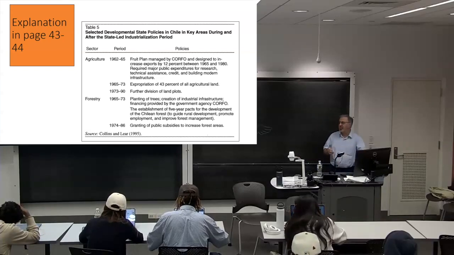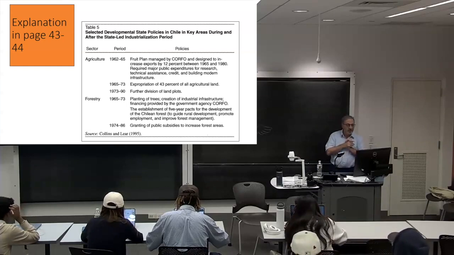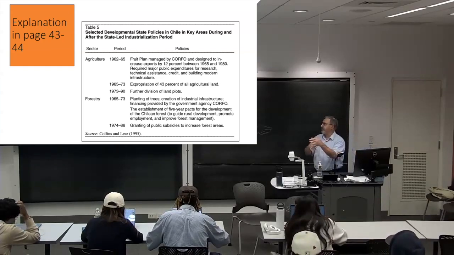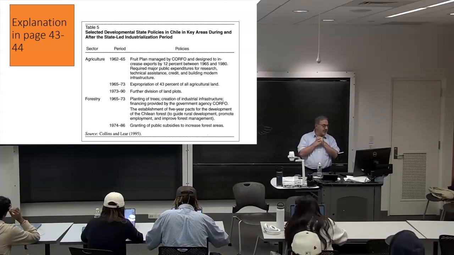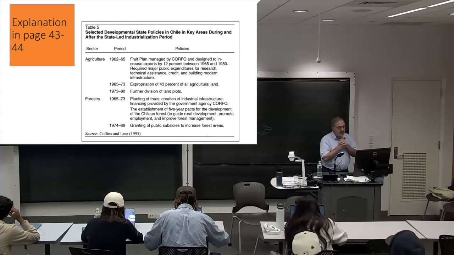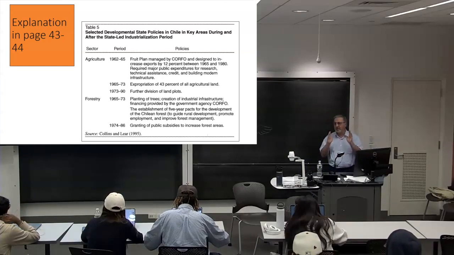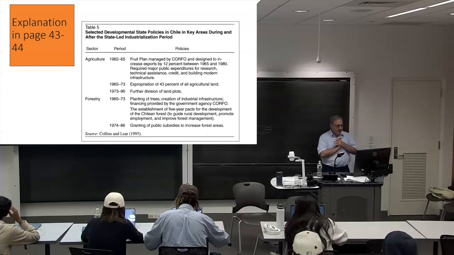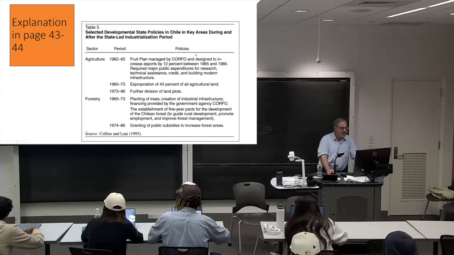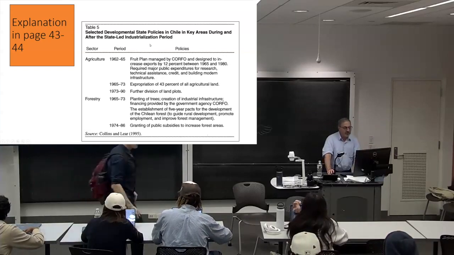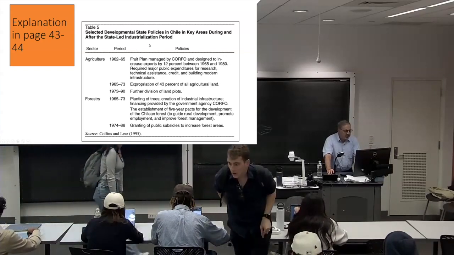Here is an example of a modern state, the country of Chile. In the period before it transitioned into a democratic society, we can see some examples of how government was very active in trying to promote economic development according to some targets. So here you can see the policies that were adopted by Chile in certain key areas.